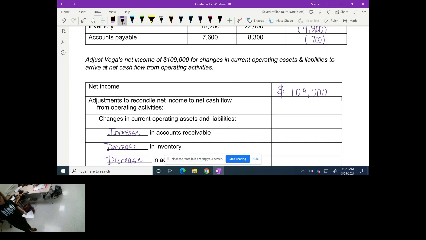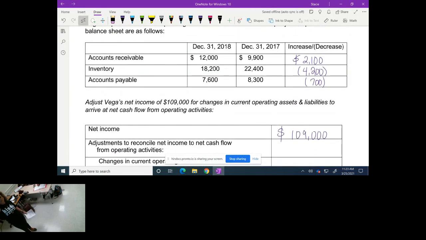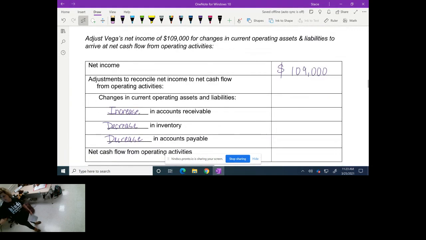But the first thing we've got here is an increase in accounts receivable. Okay, what increases accounts receivable? How would you get an increase to accounts receivable? You would debit accounts receivable and you would credit sales or fees earned. So if you do that, you've got an increase in your revenue that's increasing your net income, but you don't have the cash. So if you have an increase in accounts receivable, it's not cash. So you're going to want to subtract that. Does that make sense?